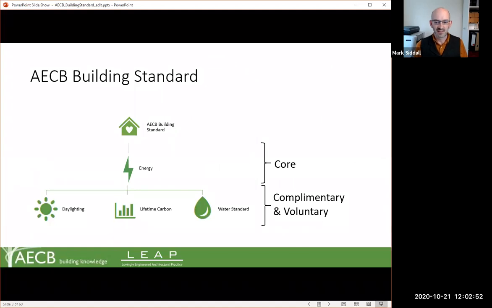So the AECB Building Standard itself breaks itself down. The building standard is basically a header, and underneath that there is a core standard which relates to energy, and then there are some complementary and voluntary standards that sit underneath that, which you can include within a project or a framework as required. So basically we've got energy as the core issue, then daylighting, lifetime carbon, and the water standard. And we'll be touching on each of these key platforms during the course of today.